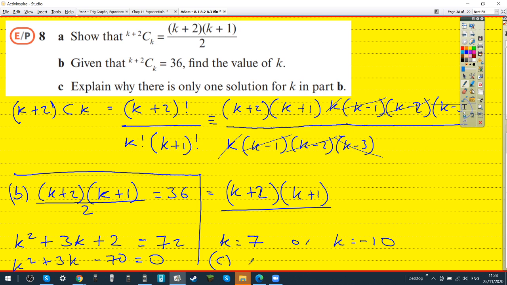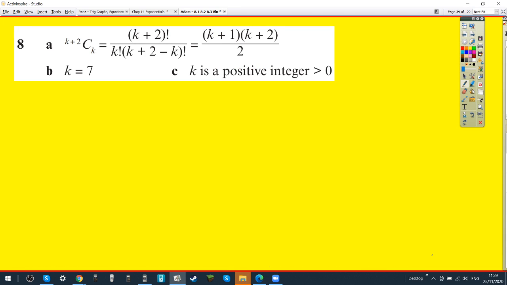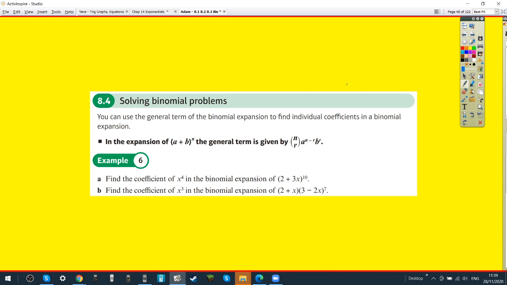So what's the reason? A math error. Let's say k can't be negative, because you can't choose a negative number of things. So the answer would be 7. So the answer is only 7. K is a positive integer which is greater than 0. Yes, k is a positive integer. Grand. Good. We did it. I'm happy.